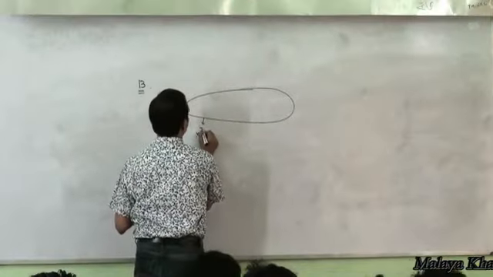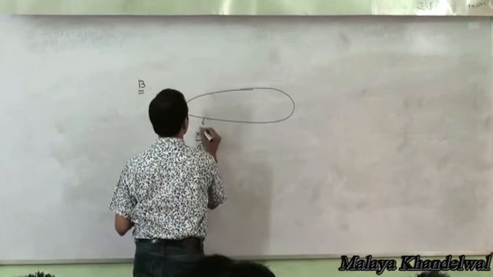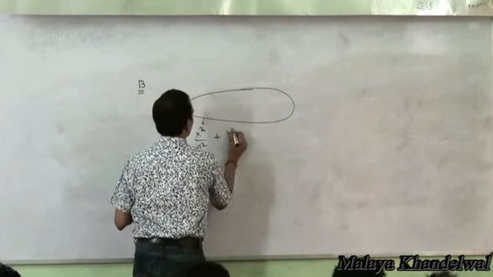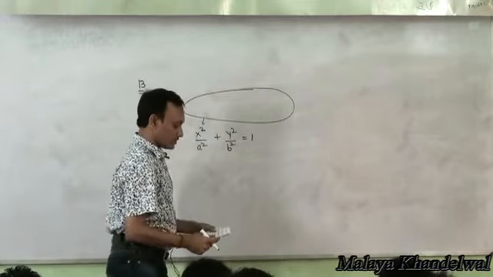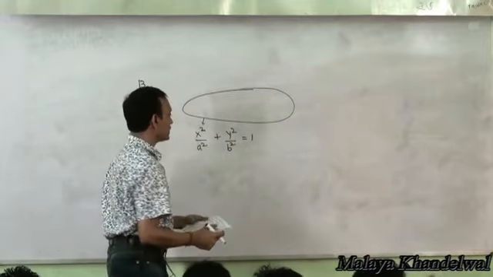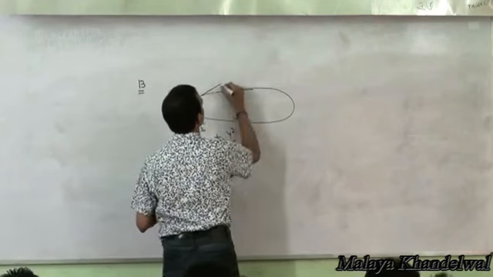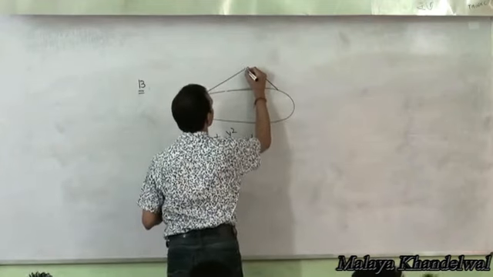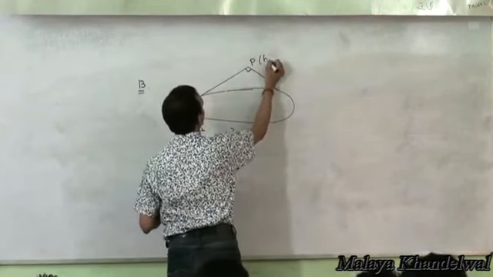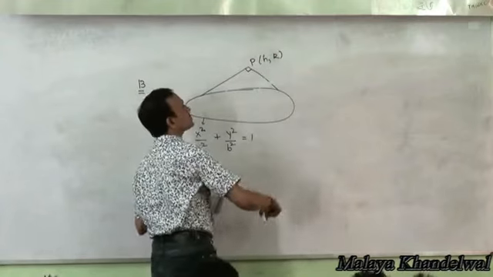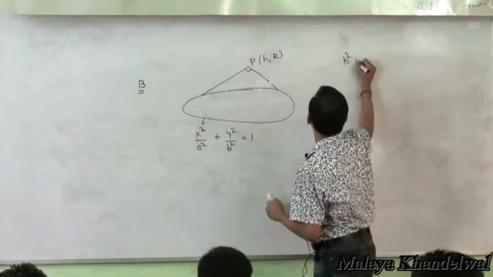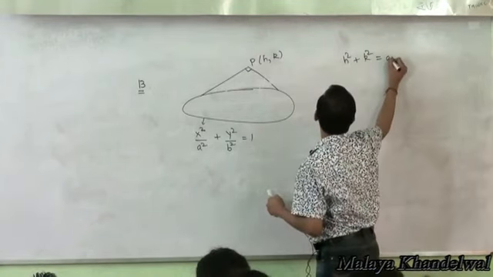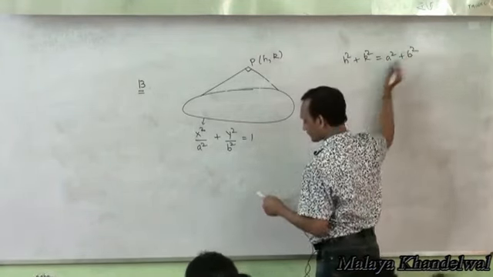Ellipse x squared by a squared plus y squared by b squared equal to 1. That's the ellipse. Tangents are drawn at right angles to the ellipse. These are tangents drawn from P, h, k, at right angles to the ellipse. That means these P's lie on the director circle. So h squared plus k squared is a squared plus b squared.